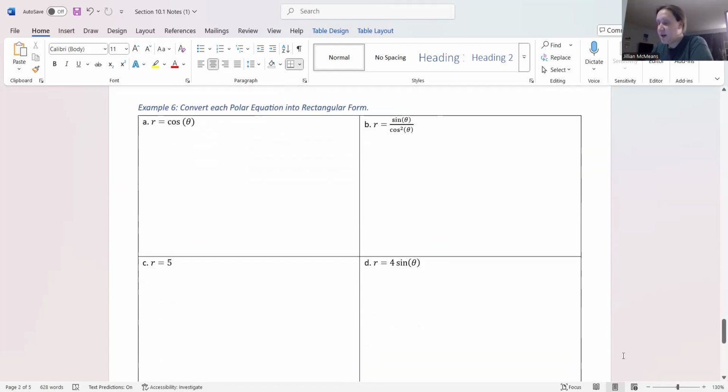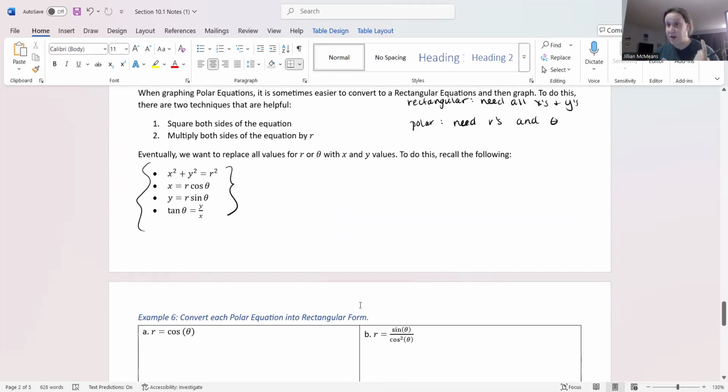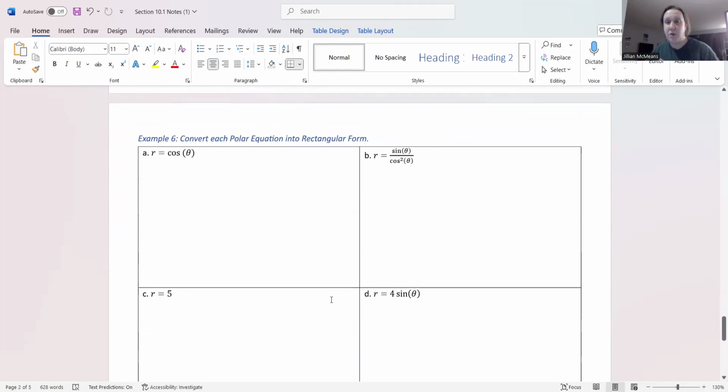So example 6 says convert each polar equation into rectangular form. That means we want x's and y's. For the first example, we have r equals cosine theta. Now we're trying to find situations where we have these common substitutions. We look to see if we can get an r squared, because then we can convert it to x squared plus y squared. If we can get an r times cosine theta, that's really just an x. Or an r times sine of theta, that's really just a y. And then we also have this tangent situation. Let's see what we can do here.